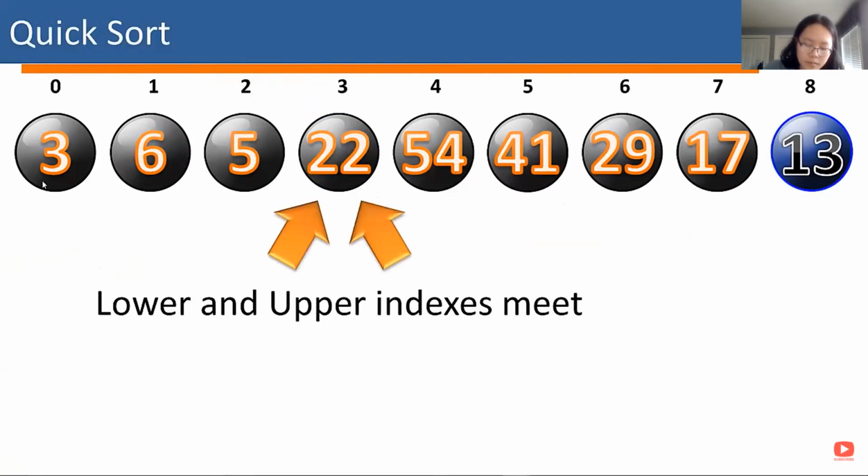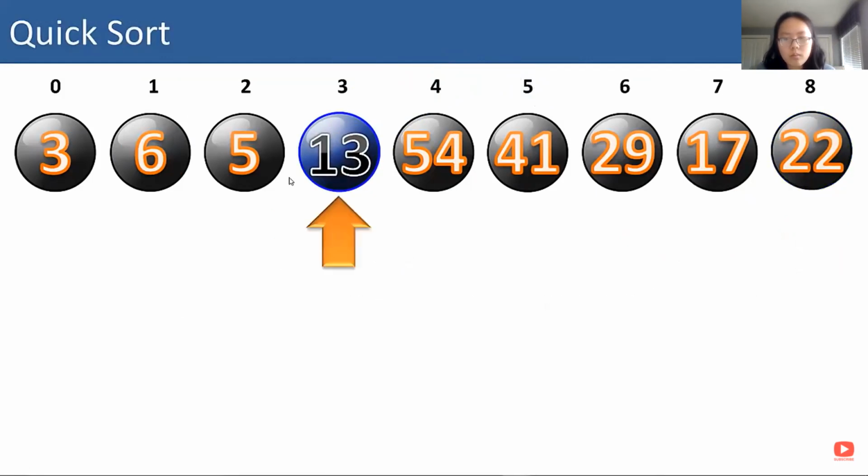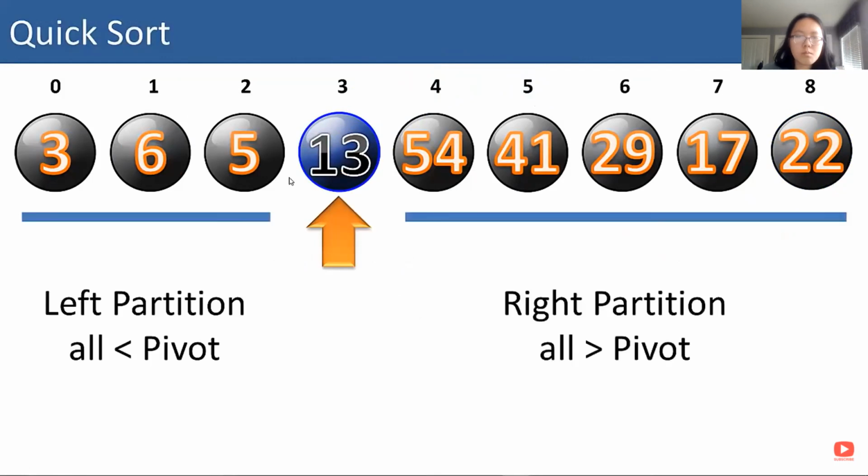What we can do is simply swap the pivot in for the lower index. So we want to swap the 22 with our pivot value, the 13. Now we know that all the items to the left of the 13 are lower than 13. All of the items to the right of 13 are greater than 13. So 13 is in the correct position now. So we have a left partition and a right partition. And we're going to call quicksort on each of those 2 partitions.